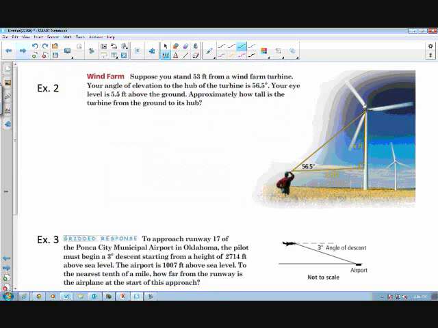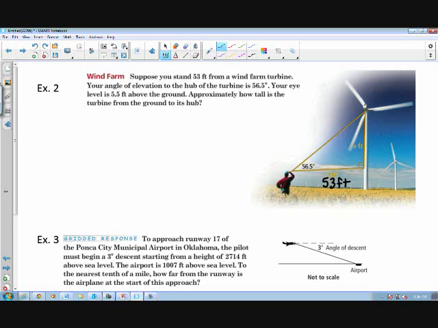Okay, next side. Flip it over to the back, please. Excuse me. We have a wind farm here. Suppose you stand 53 feet from the wind farm turbine, kind of like the windmill. And in case yours didn't copy very well, 53 feet is right here.